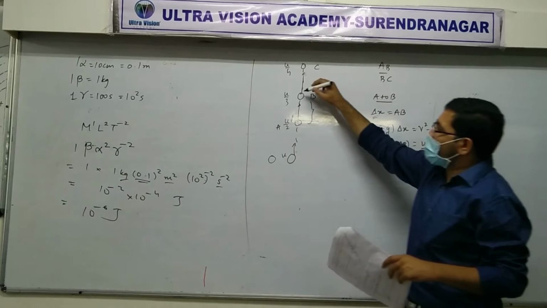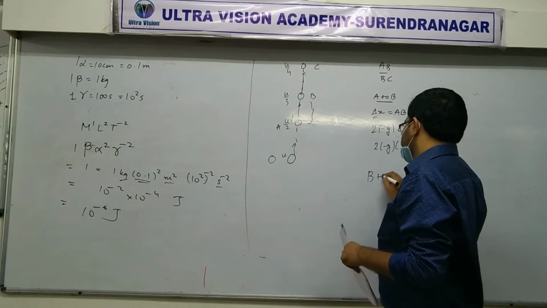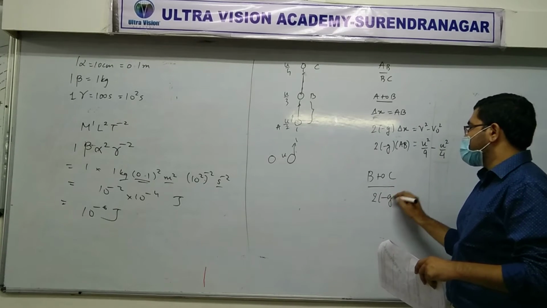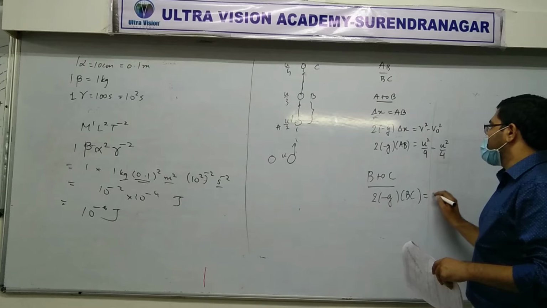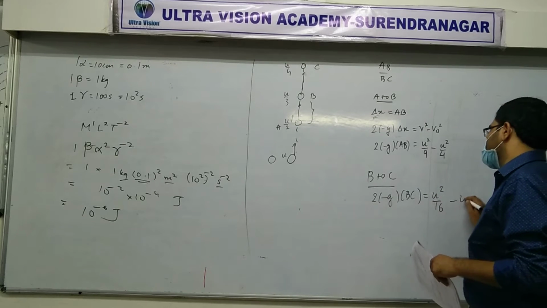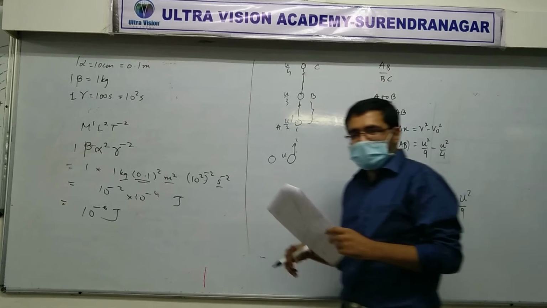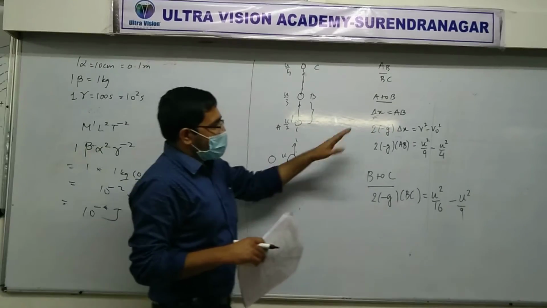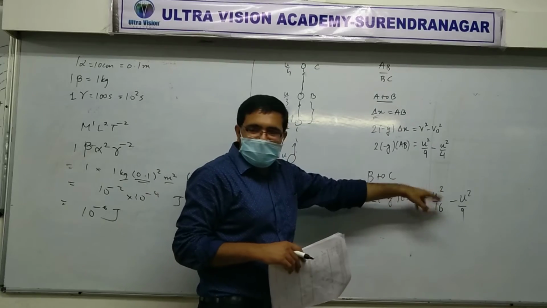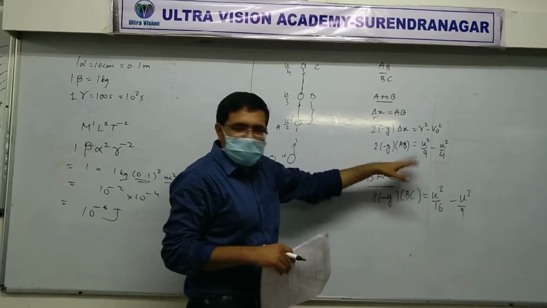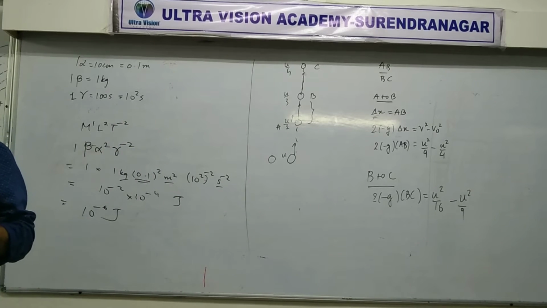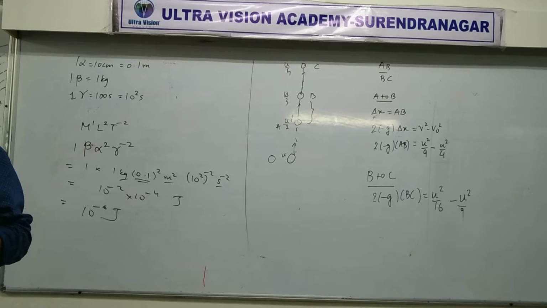Similarly, if you do it for B to C, what do you get? 2 into minus g into BC equals u squared by 16 minus u squared by 9. Did you get this? The easiest thing is we can divide this and simplify, you have to take the LCM and divide. Now do it and you get it. Okay. Next.